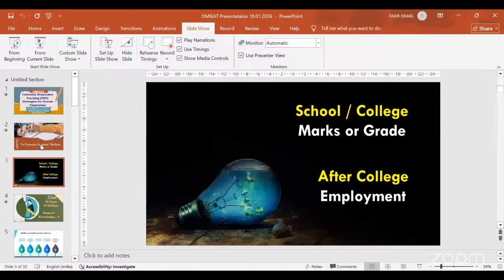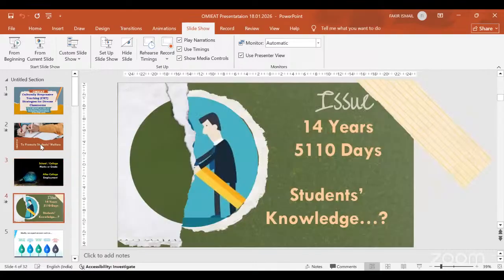How do we measure students' welfare? What is the meaning of welfare? Traditionally, we measure students' welfare in two main ways. During school or college time, welfare is measured through marks, grades, and ranking. After college, welfare is often measured by employment, salary, and job position. What is the core issue of students' welfare? So today we always think about promoting the students' welfare.